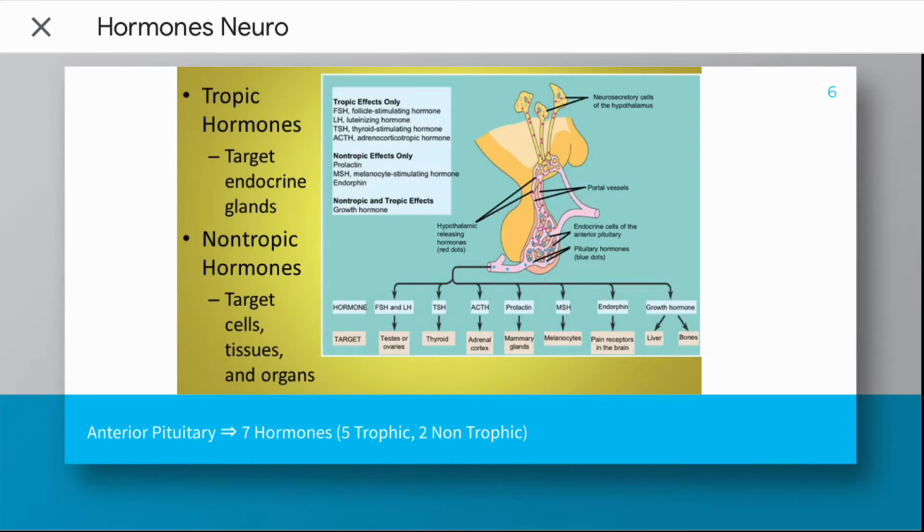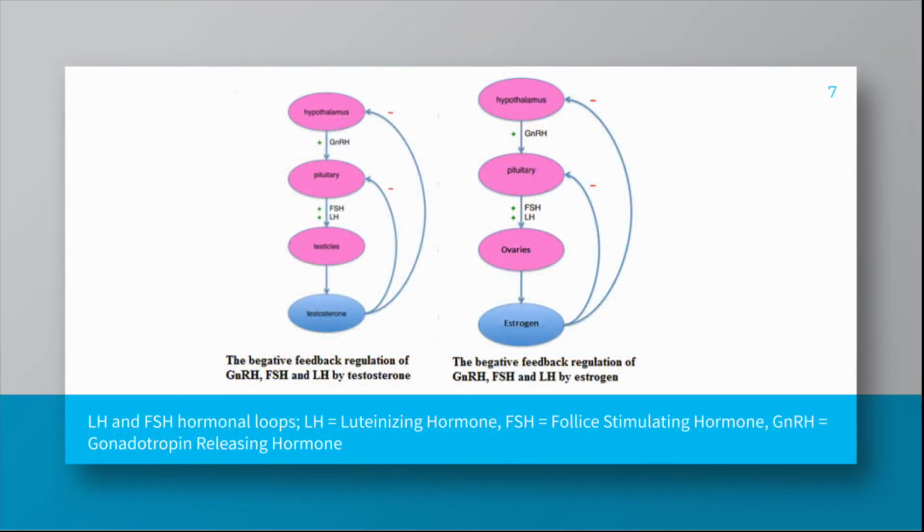Because the anterior pituitary releases so many hormones, we won't go over all of them in this video, but we will look at a few, the first of which are LH and FSH. So LH stands for luteinizing hormone, and FSH stands for follicle stimulating hormone. And in their hormonal loops or cycles, GnRH, which stands for gonadotropin releasing hormone, is also relevant, and we'll talk about why it's relevant in just a second.